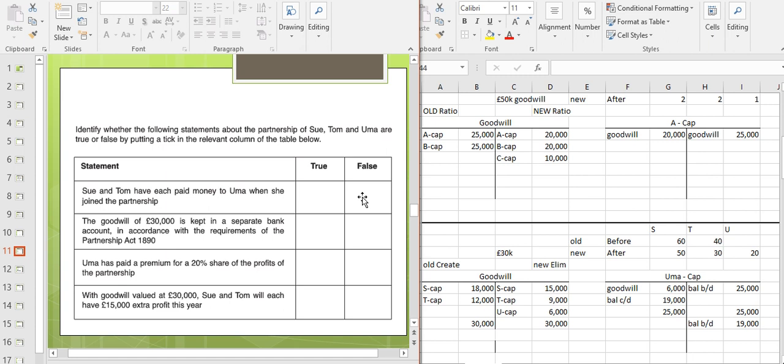Okay, now what they could be talking about, 2 things here. They could be talking about the goodwill itself. Well, that sits on the financial position. It's not in a separate bank account. Okay, when the business is sold and they receive the 30,000, even then it's not in a separate bank account. Okay, and the Partnership Act 1890 doesn't say anything to do with that. Okay, so it is a bit of a silly question. The answer is false.